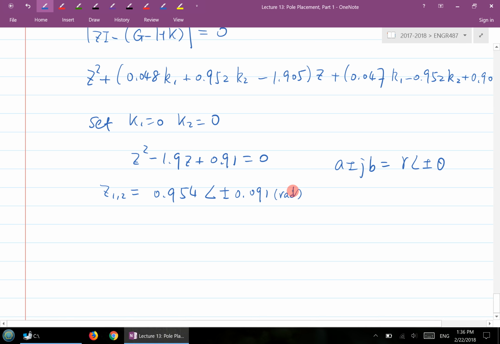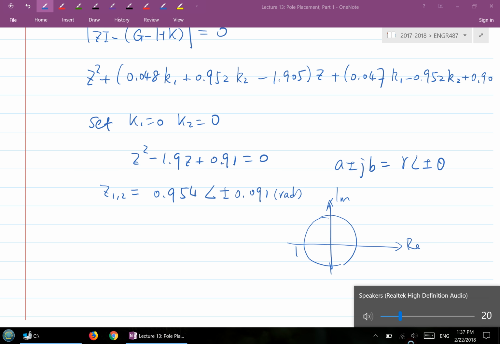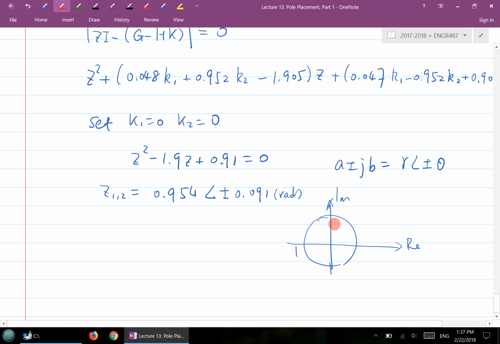So you can try to plot these two poles within the unit circle. Here is your real axis, here's your imaginary axis, here's the 1. If you look at this, the 0.091 radians is a fairly small angle, isn't it? And 0.954 is a value very close to the edge of the circle. So probably one is over here and one is over here, the pole locations.